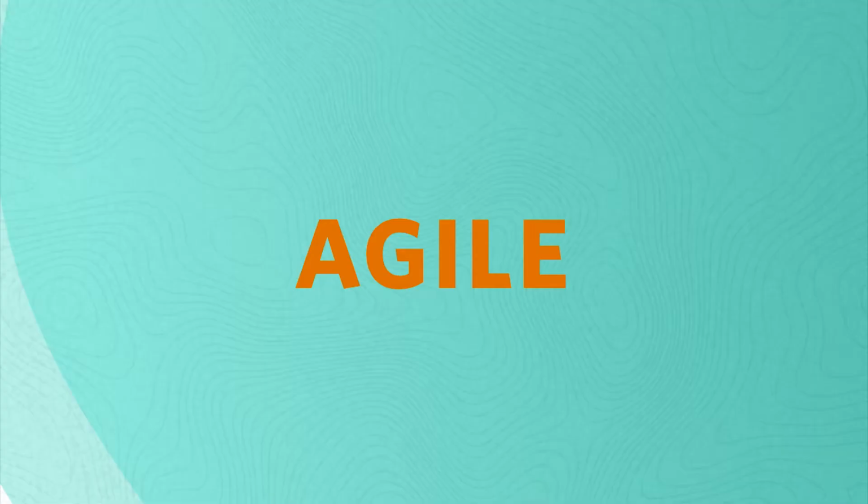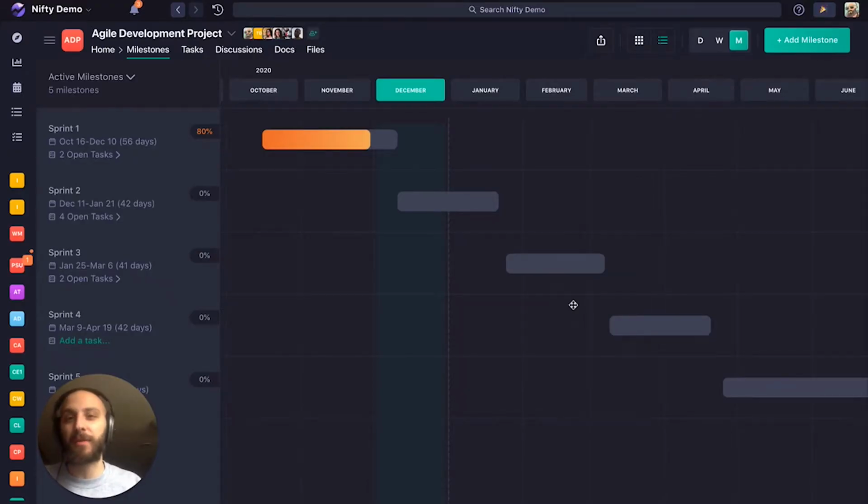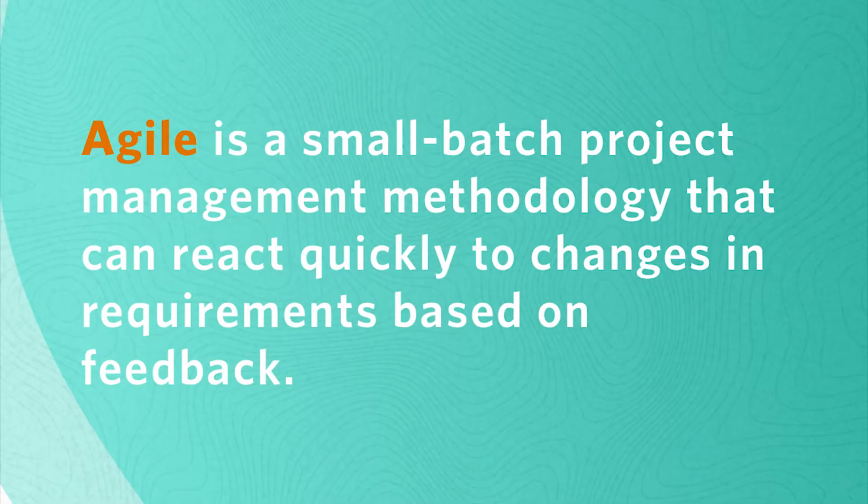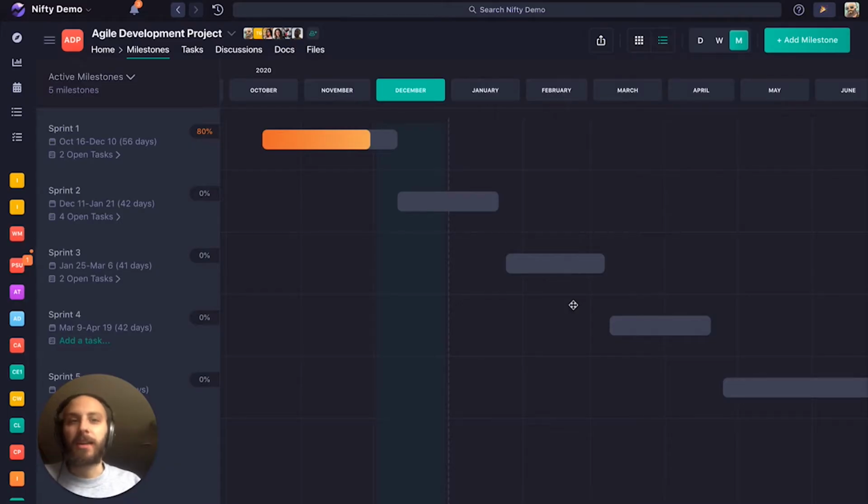Today we're going to discuss Agile. You've almost definitely heard the phrase Agile used as it pertains to project management, but you might not know exactly what it means or how to execute it in your workflow. Well, simply put, Agile is a small batch project management methodology that can react quickly to changes in requirements based on feedback. When you hear that startup moniker, move fast and break stuff, well, the Agile is part of the move fast component of that, and debatably the break stuff too.